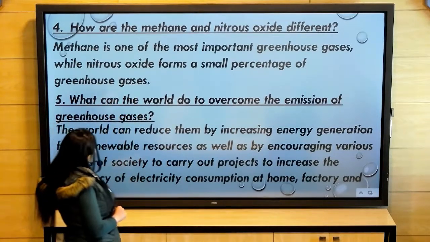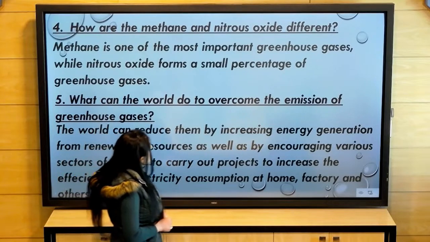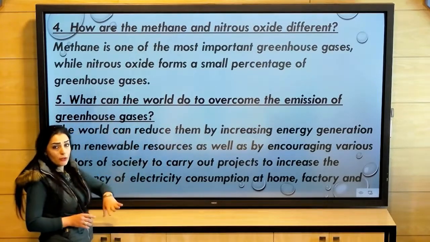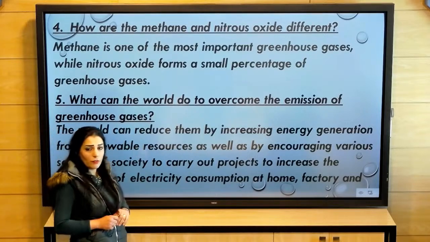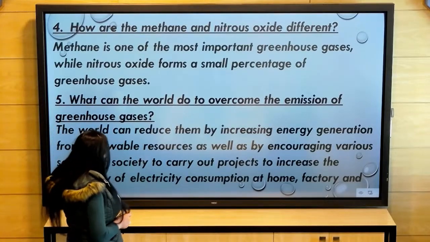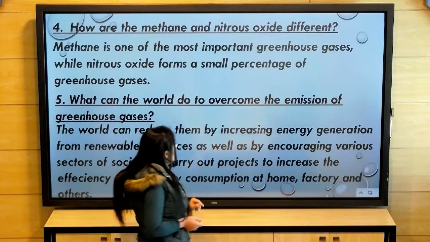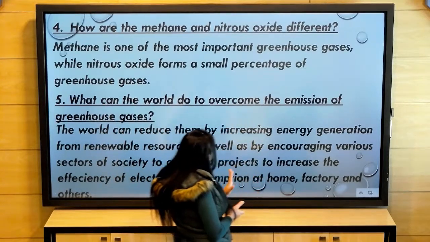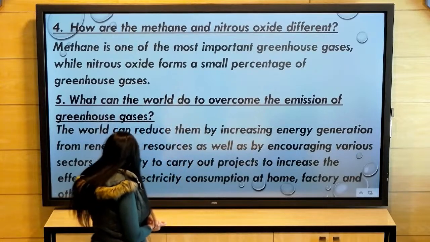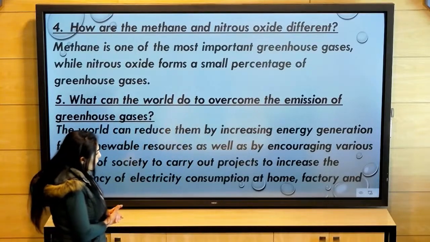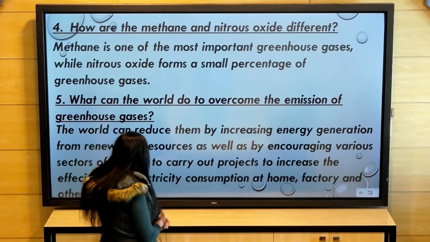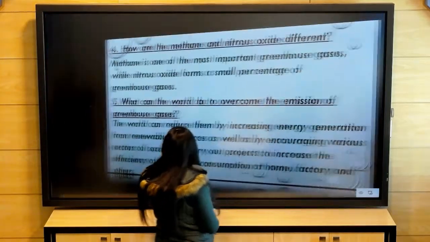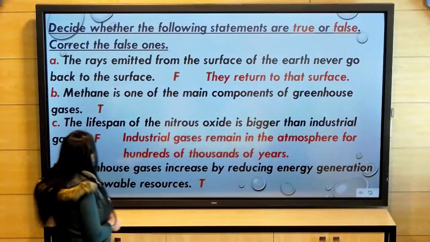Question 5. What can the world do to overcome the emission of greenhouse gases? So what should we do to reduce the impact of the emissions of greenhouse gases? The world can reduce them by increasing energy generation from renewable resources, as well as by encouraging various sectors of society to carry out projects to increase the efficiency of electricity consumption at home, factory, and others. We will move to another question.